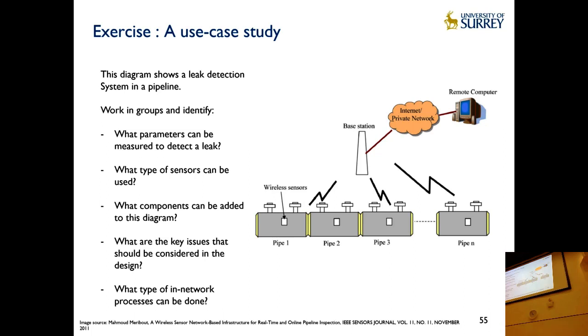What type of sensors will you put to start with? What type of sensors can you think of that can help to detect leaks in this pipeline? Pressure sensor. If there is a leak, the pressure will drop. Then you need to think of the proximity of the sensors, because the pressure will drop at different parts of the pipeline differently. And then you need to look at the range, how far apart the sensors are going to be. What else can you monitor apart from pressure?